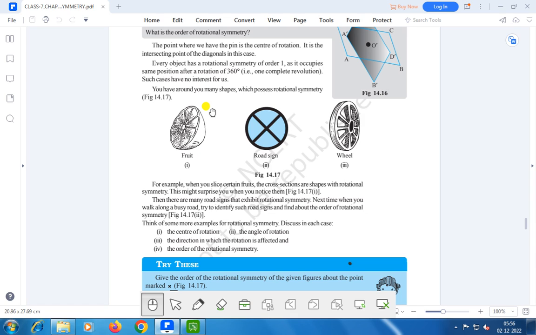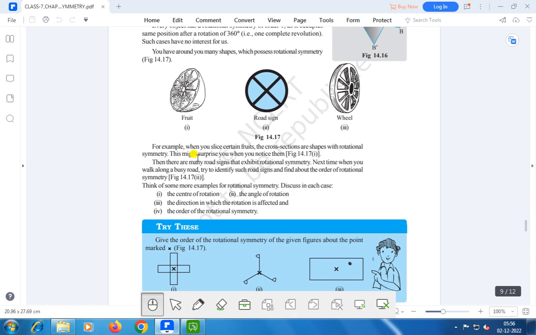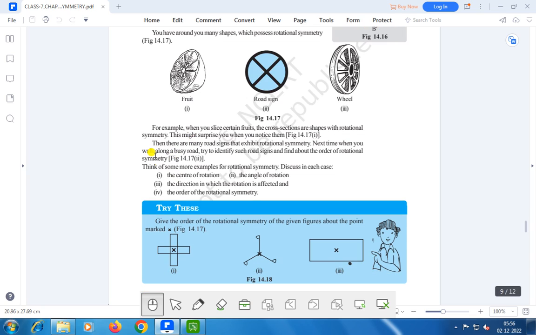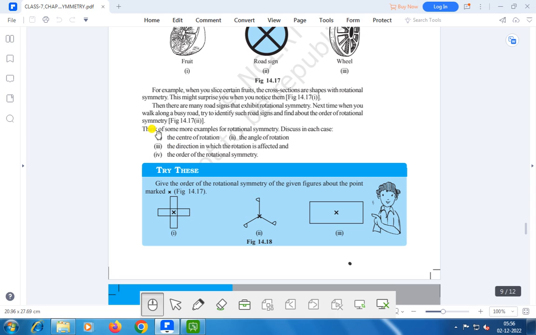We have around us many shapes which possess rotational symmetry. For example, when you slice certain fruits, the cross sections are shapes with rotational symmetry. This might surprise you when you notice them. Then there are many road signs that exhibit rotational symmetry. Next time when you are along a busy road, try to identify such road signs and find out the order of rotational symmetry. Think of some more examples for rotational symmetry.